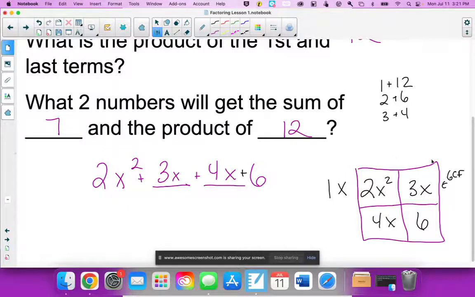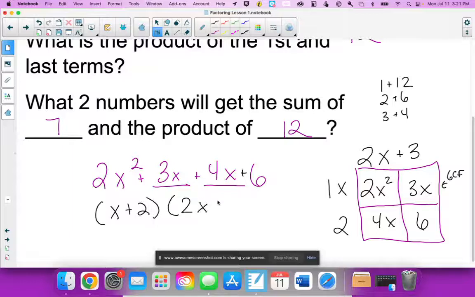What's the length that has to go with this? All right, so 1 times 2 is going to give me 2, and x times x is going to give me x squared. All right, and then 1x times 3 is going to give me 3x. Okay, and then again, what does the other piece of the width have to be to make this length work? Has to be a 2. So your finished answer for your width and your length is x plus 2 and 2x plus 3.